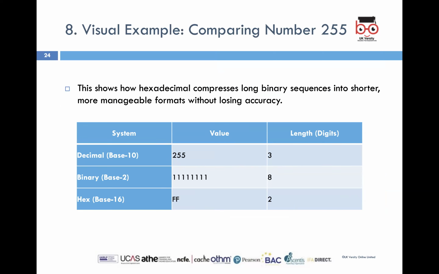This shows how hexadecimal compresses long binary sequences into a shorter, more manageable format without losing accuracy. For example, the decimal value 255 is 3 digits in length. Binary is 11111111, which is 8 digits. However, hexadecimal is FF, which is only 2 digits or letters.